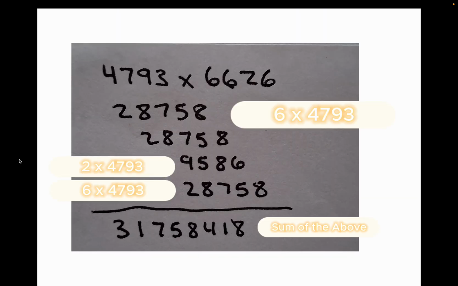This is a somewhat repetitive example here, but again, we have a number that has repeating digits, 6,626, so it's preferable to deconstruct that number and multiply 6 and 2 by 4,793 and do the corresponding additions.